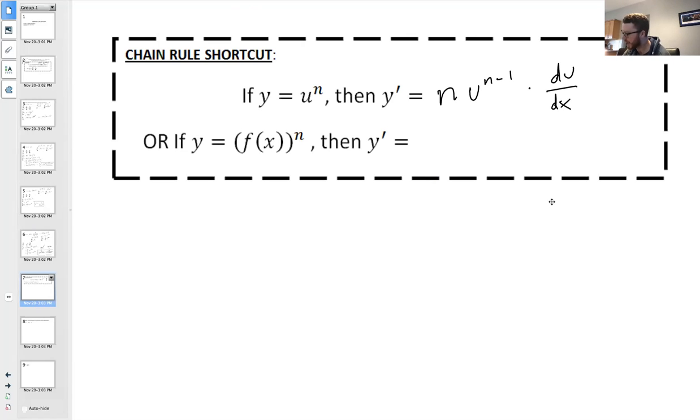Or if we have a function where f of x is in the brackets and then n is outside of it, same kind of thing. y prime is going to equal n multiplied by f of x to the n minus 1 multiplied by f prime of x. And remember, f prime of x will just be the derivative of f of x.